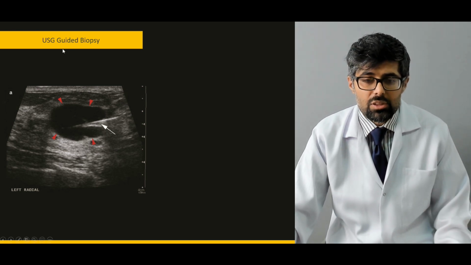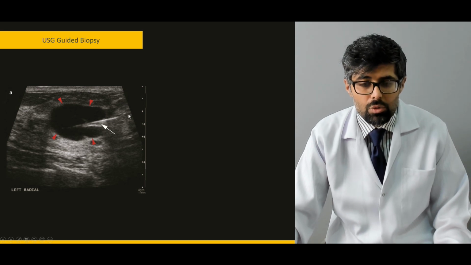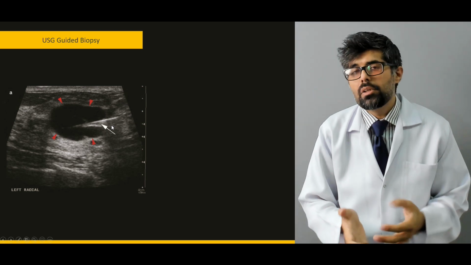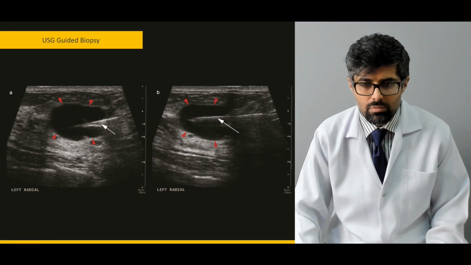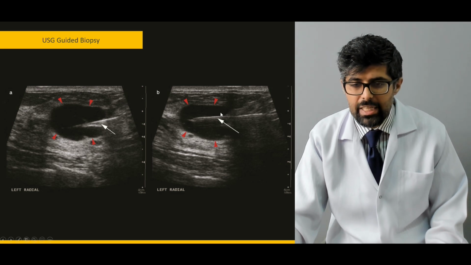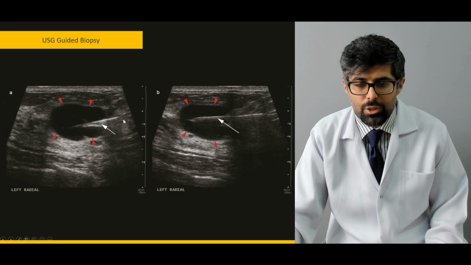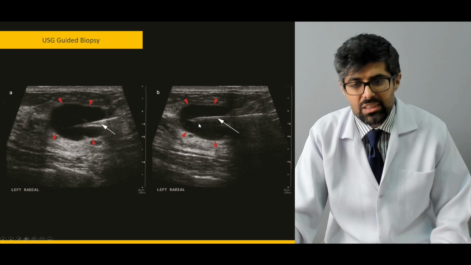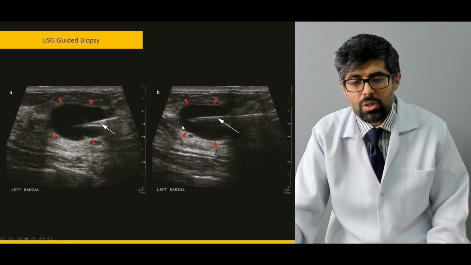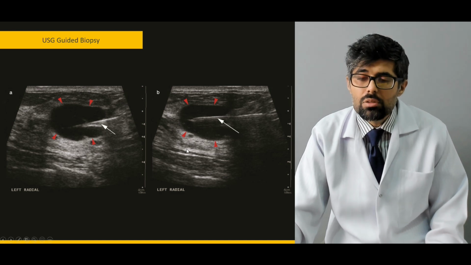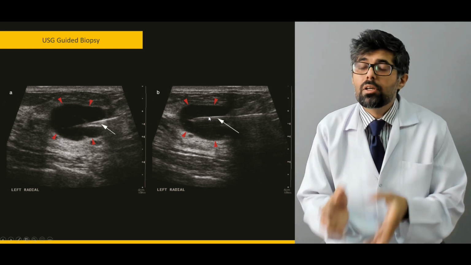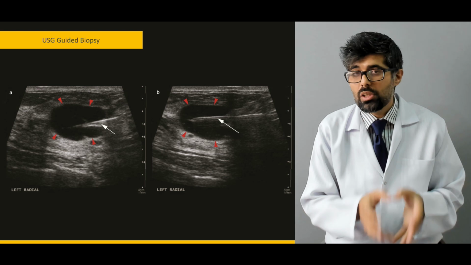So this is the ultrasound guided biopsy, where the ultrasound guides the needle into the cyst. The contents of the cyst are aspirated and then examined under a microscope. This is the same examination, and it shows that the needle goes inside the cyst and remains inside the cyst. It does not puncture any other area, it does not puncture the parenchyma. It is only going where we want it to go, and it can only be achieved if we have ultrasound guidance.